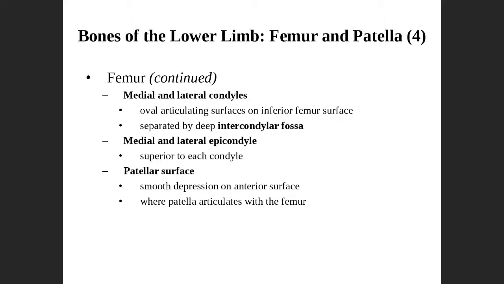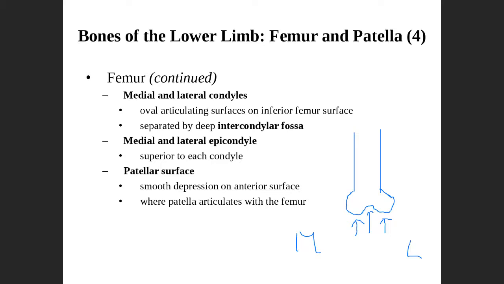Now we're going to go down to the distal end of the bone, and in the distal end of the bone, you have these two condyles. This is the medial side, and this is the lateral side. These two condyles are named after which side they're on, and they help to make up the knee joint. The one on the inside is called the medial condyle. The one on the outside is called the lateral condyle. And this space in between is referred to as the intercondylar fossa.